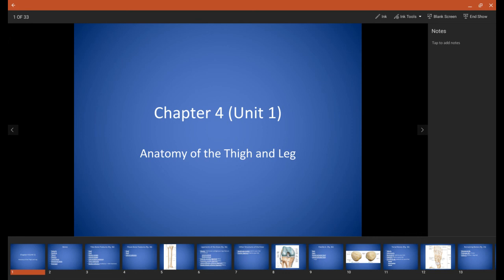Chapter 4. In this chapter, we're going to be covering the anatomy of the thigh and the leg. And in this PowerPoint presentation specifically, we're going to be covering the bones and then the muscles.